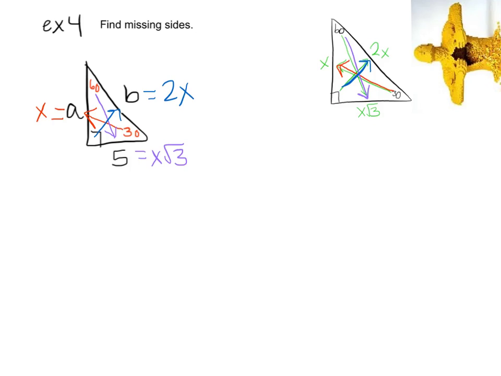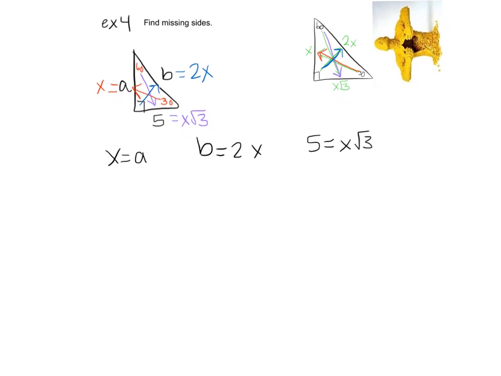Now what I really have here are three equations. I have x equals a, b equals 2x, and 5 equals x square root 3. Remember, our goal here is to find x, and really only one of these three equations will get me there. This one has 2 variables, so does this one. Only this third equation has one variable, x. So that's where we're going to start. I'm going to zoom out so we can see where we are. Let's do some math here.